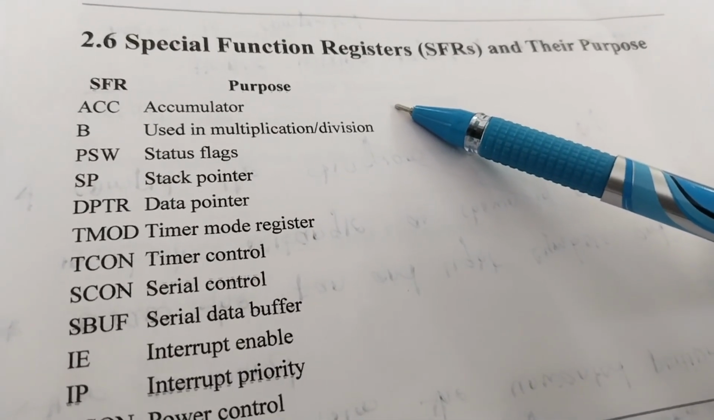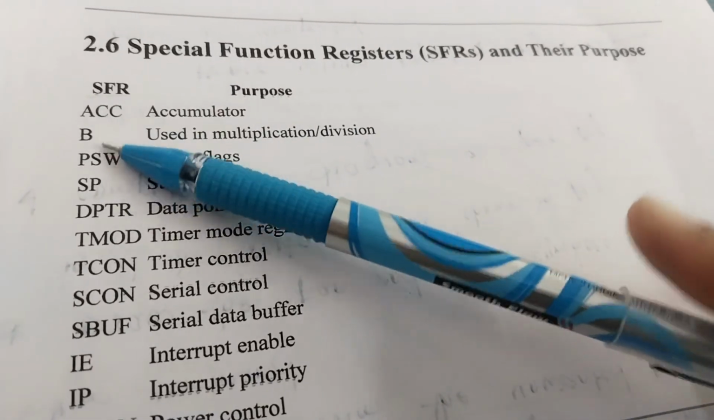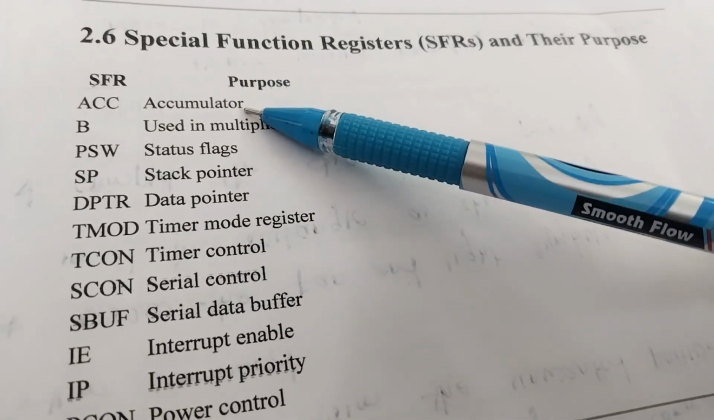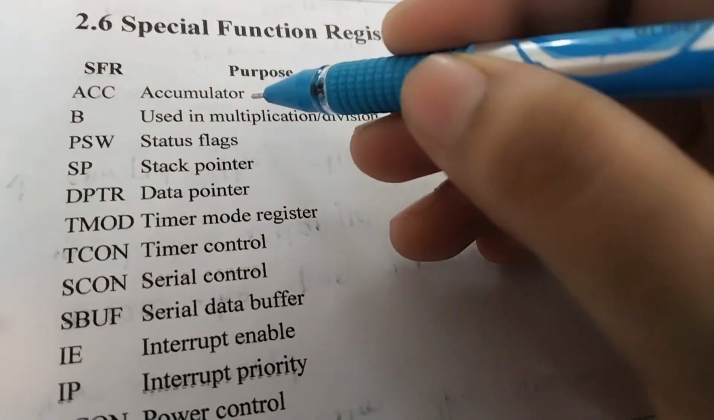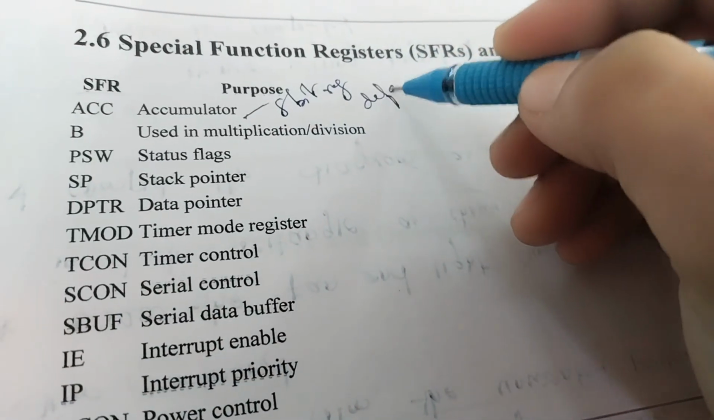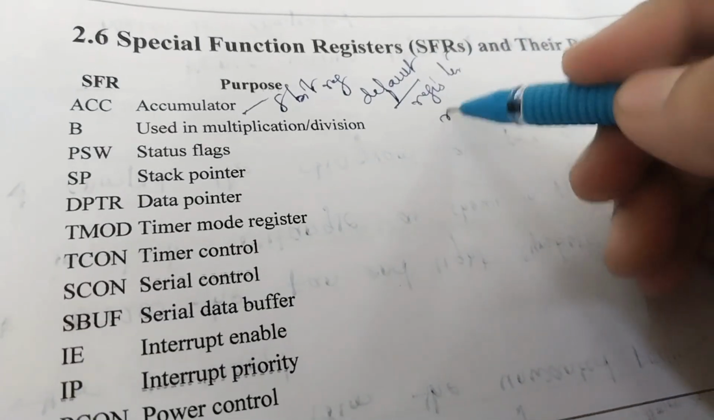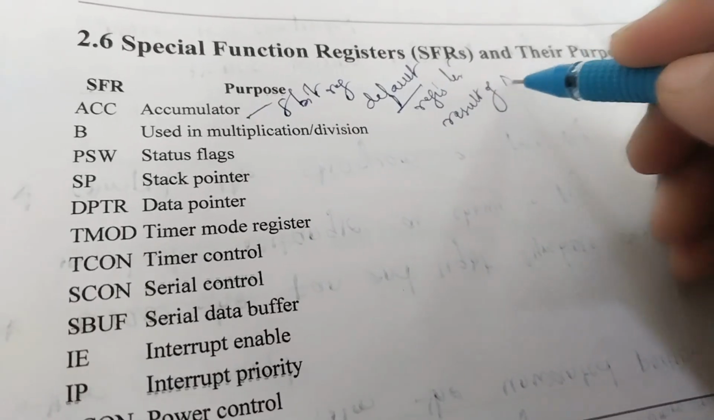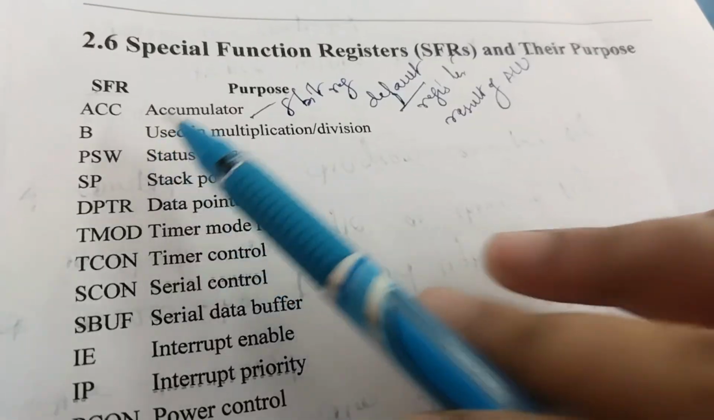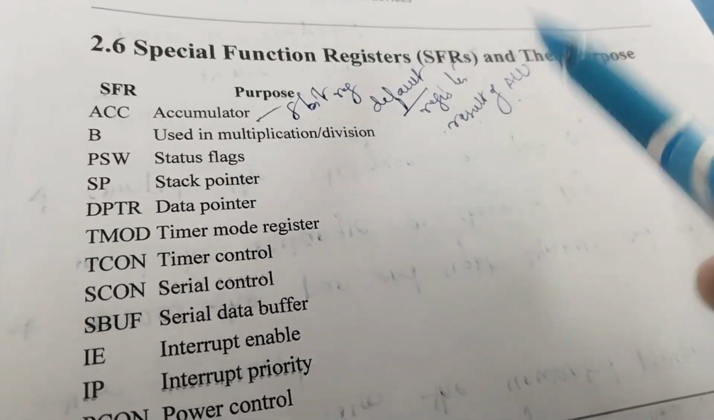So in examination you can expect write few SFRs or write few special function registers. Then the answer is, first one is A register, nothing but accumulator. Accumulator means it is a 8-bit register, and it is the default register to store the result of ALU. The first special function register is accumulator. It is a 8-bit register. It is a default register to store the result of ALU, arithmetic and logic unit.